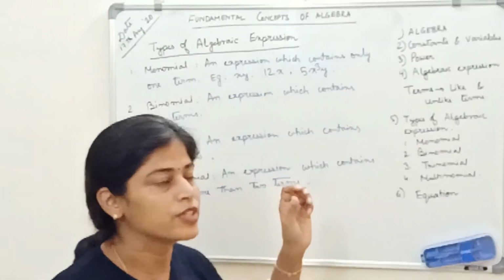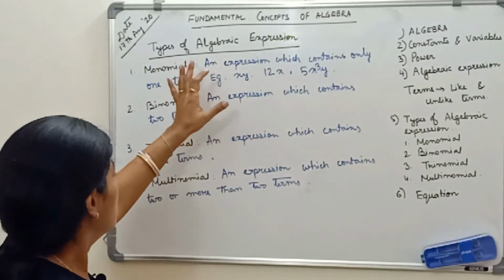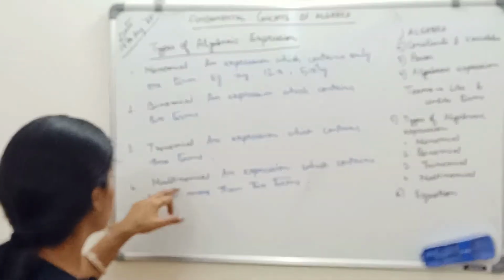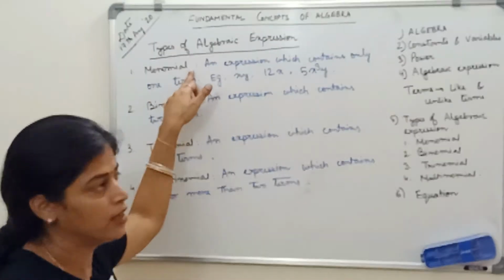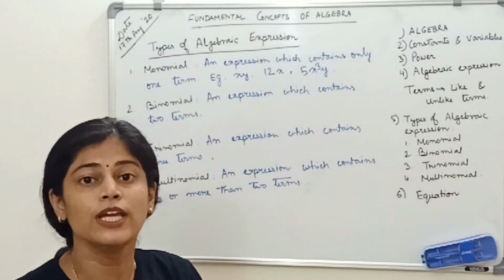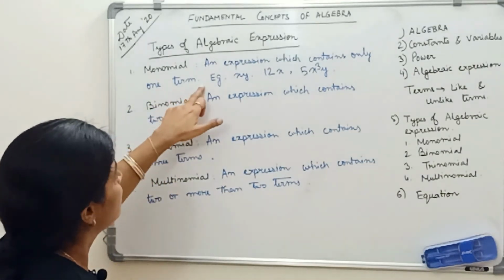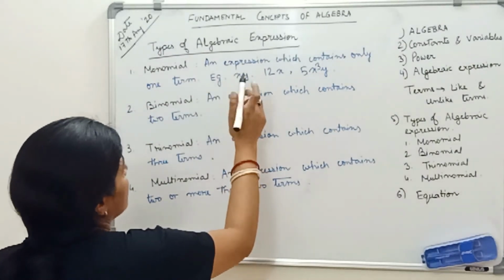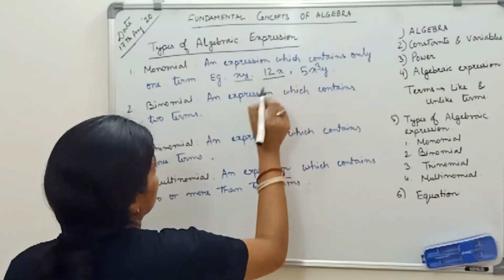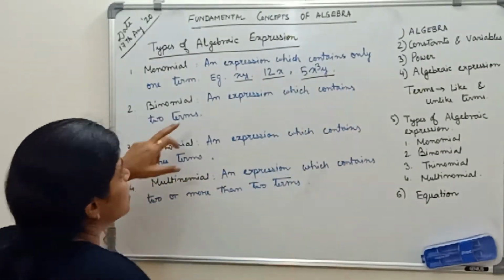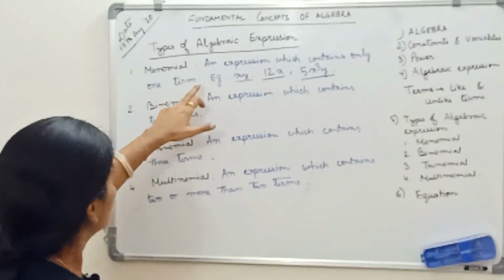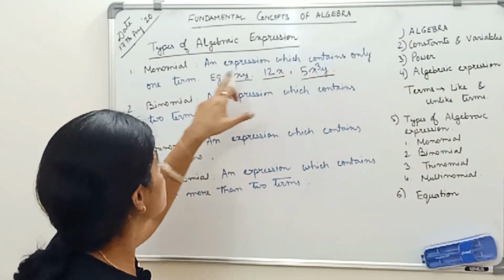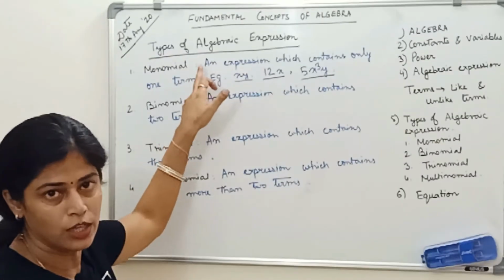Now coming to types of algebraic expression. There are various types of algebraic expression: monomial, binomial, trinomial, then multinomial. So what is monomial? An algebraic expression which contains only one term is called a monomial expression. For example, xy is a single term, 12x, 5x cube y. These all are single terms.